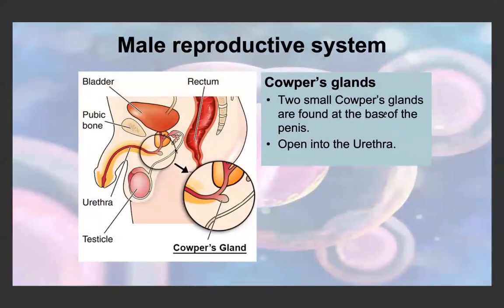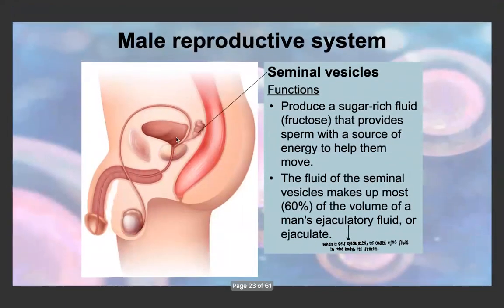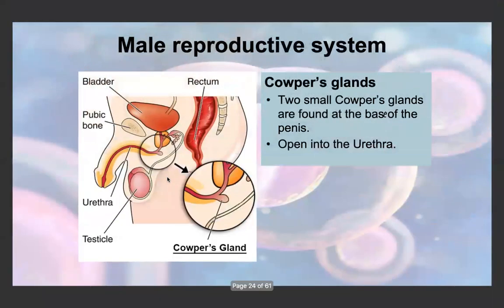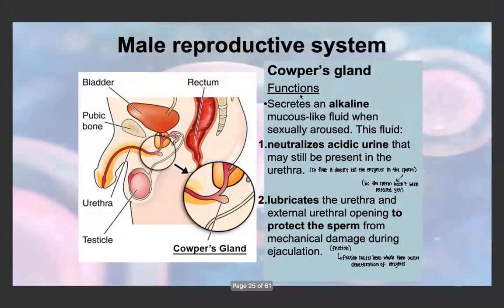And then the last gland we have are the Cowper's glands. These are a little bit harder to see. They aren't on all the diagrams. As you can see, the Cowper's glands aren't pictured here, but they're found just at the base of the penis and open into the urethra. The function of the Cowper's gland is to secrete an alkaline or mucus-like fluid when the male is sexually aroused. This fluid has two functions.